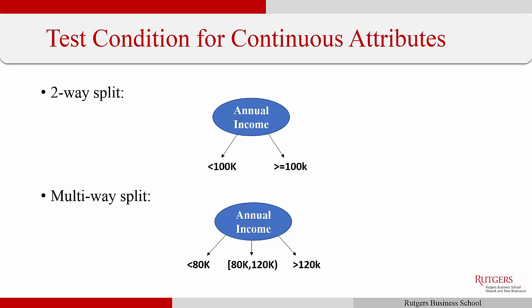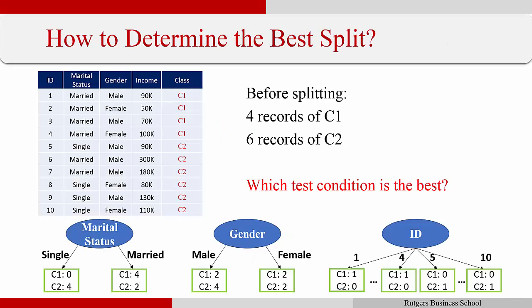But the trick here is how to find the best cutoff. How do you know 100,000 should be the best cutoff for the two-way split, and 80,000 and 120,000 should be the best cutoffs for the three-way split? Maybe a little difference in the cutoff will significantly influence the performance of the decision tree. And that is the difficult part, to find the best cutoff value. And in the next part, I will show you how to find the best split.